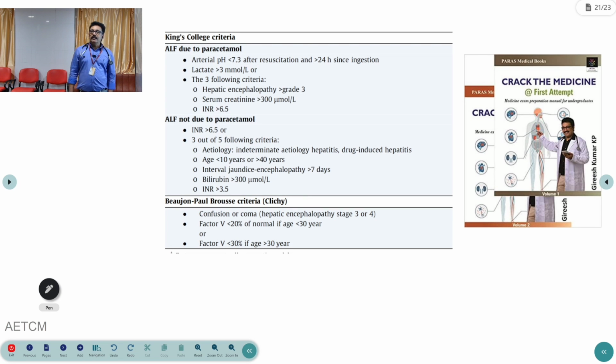There is a criteria called King's College criteria that tells you whether this patient requires liver transplantation or not. There are different subsets under this King's College criteria: ALF due to paracetamol and ALF not due to paracetamol. If the patient is fit for transplant according to this criteria, you should go ahead with liver transplantation.